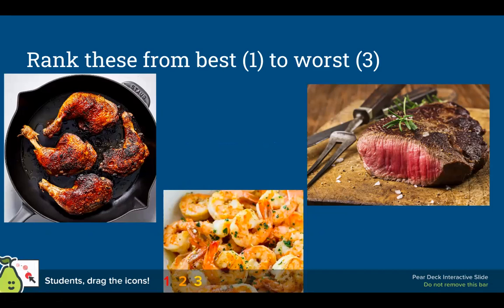My own personal ranking here, definitely shrimp number 1. I think chicken gonna be at number 2, and I'm sorry, folks, I'm not the biggest fan of steak. I'm putting that at number 3.